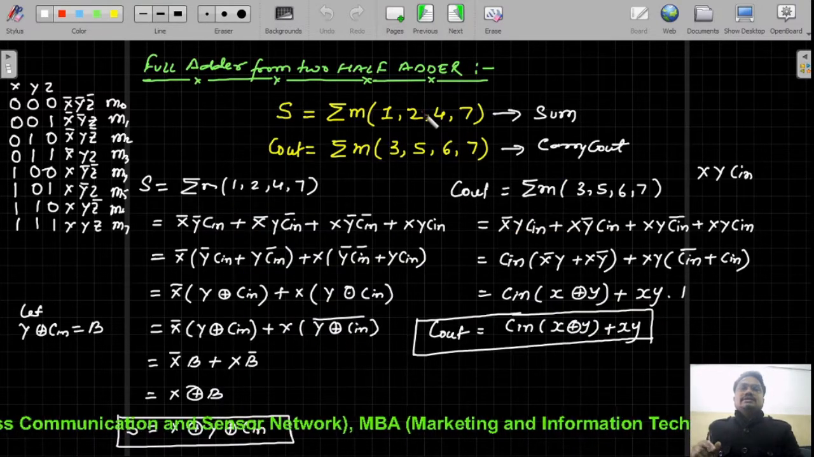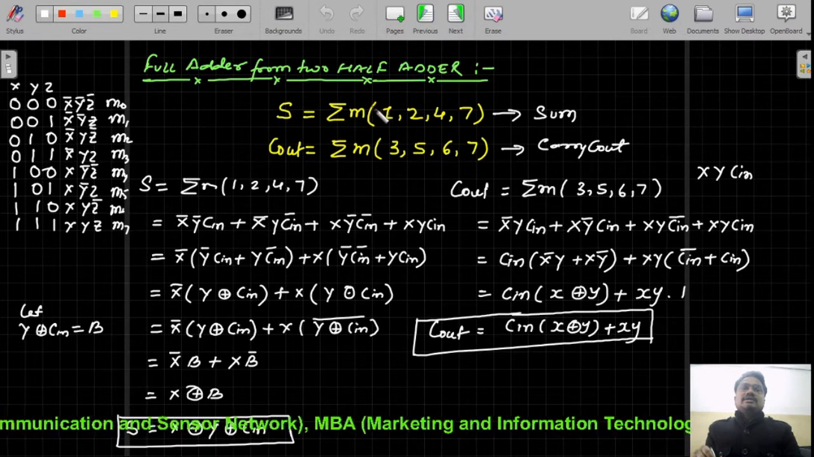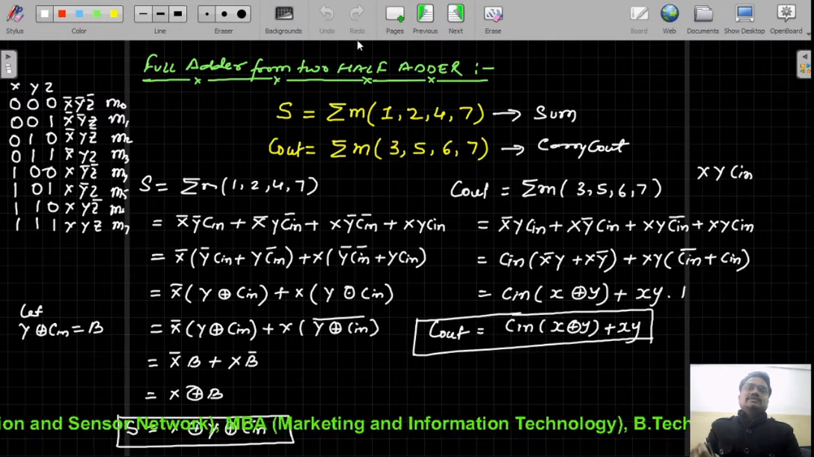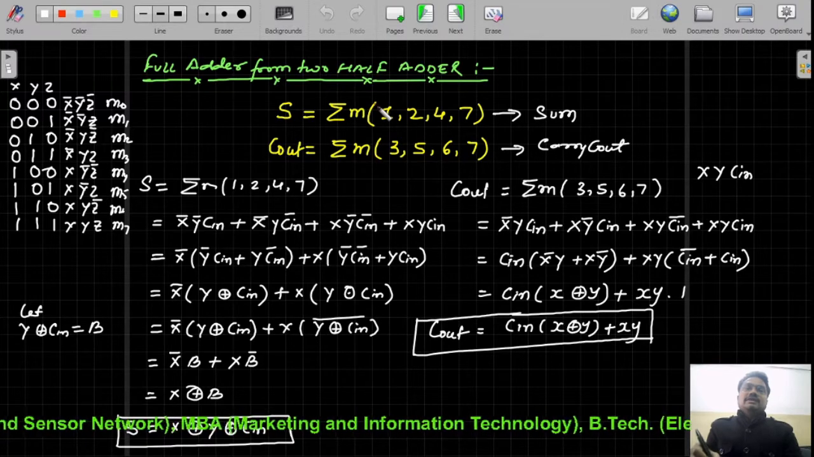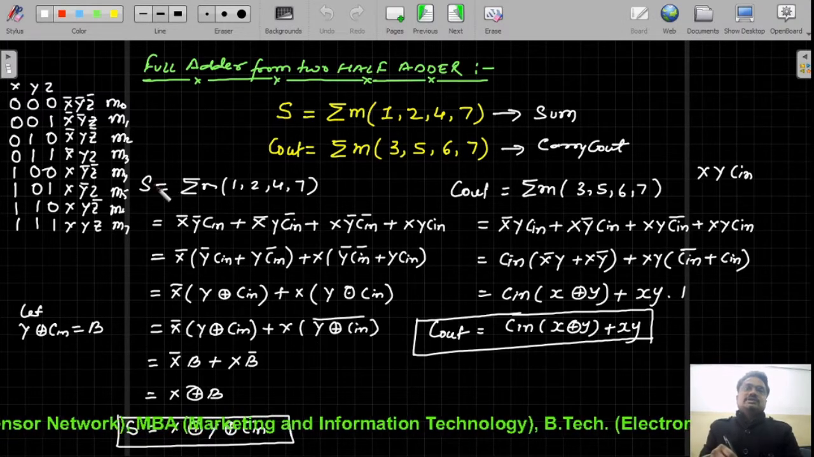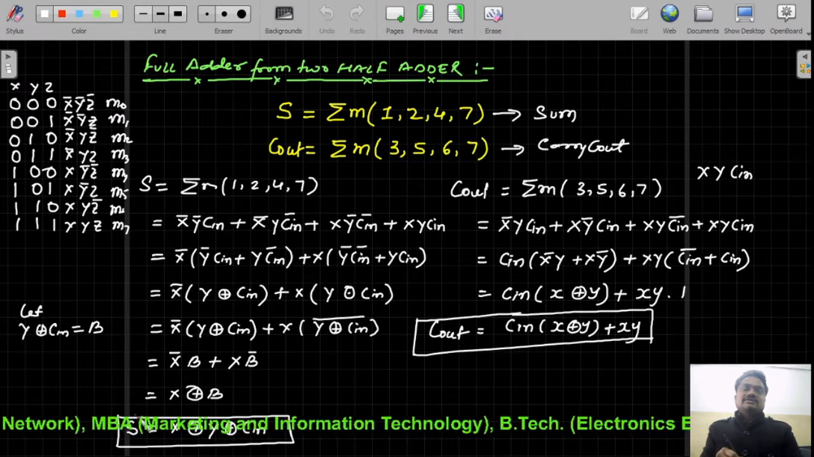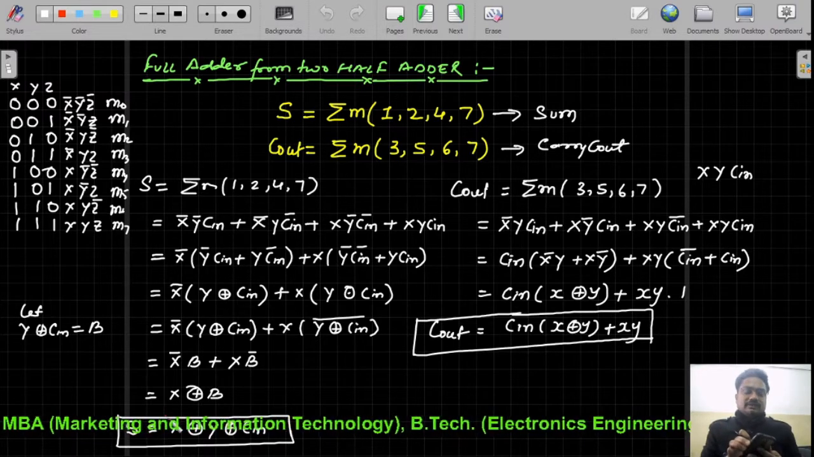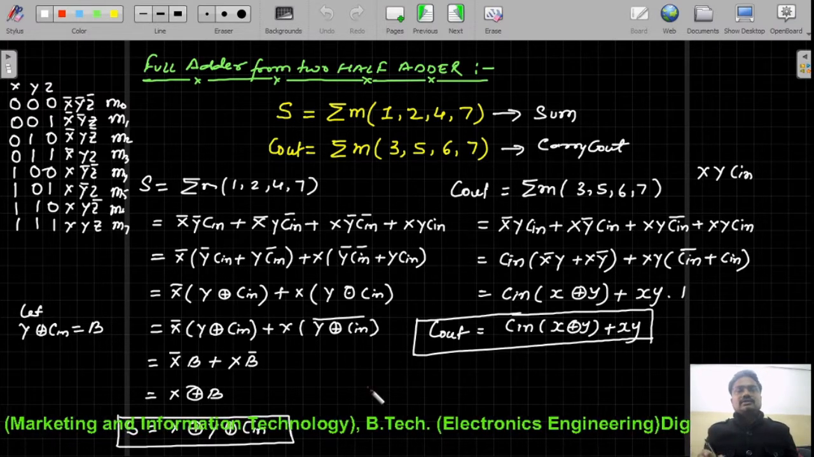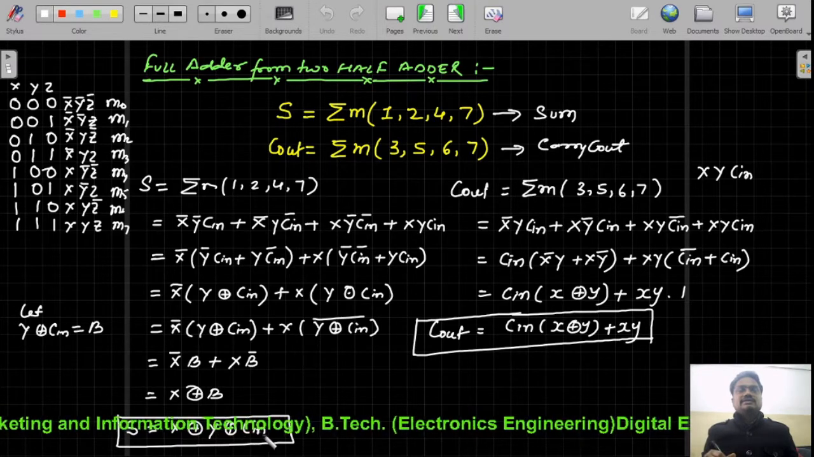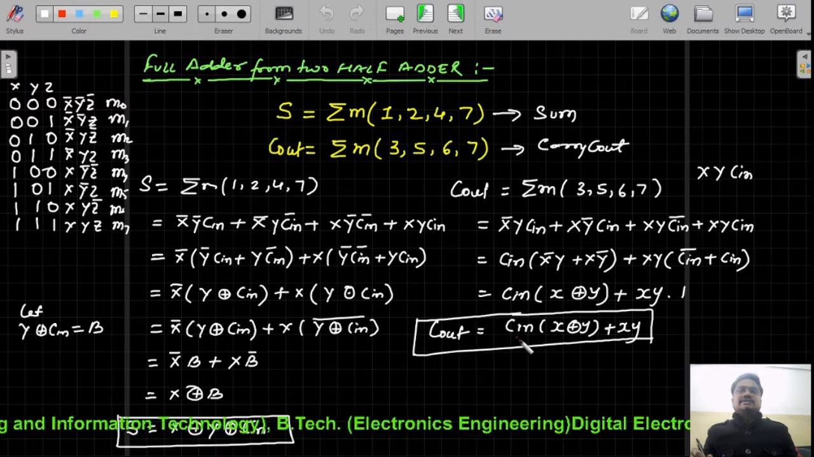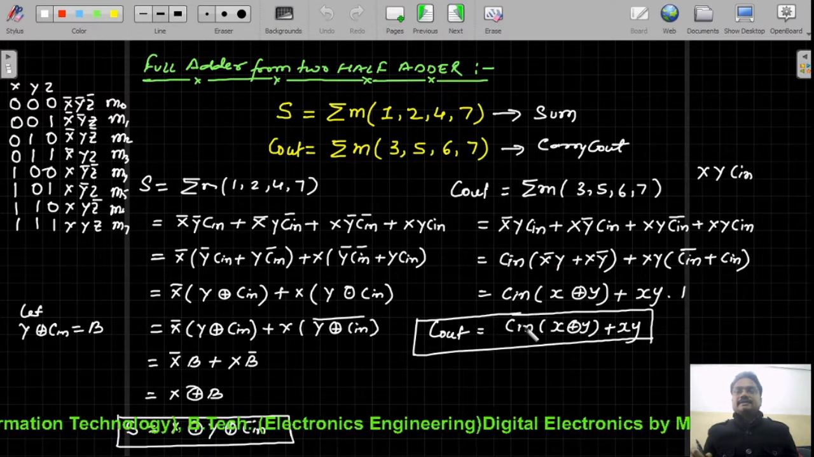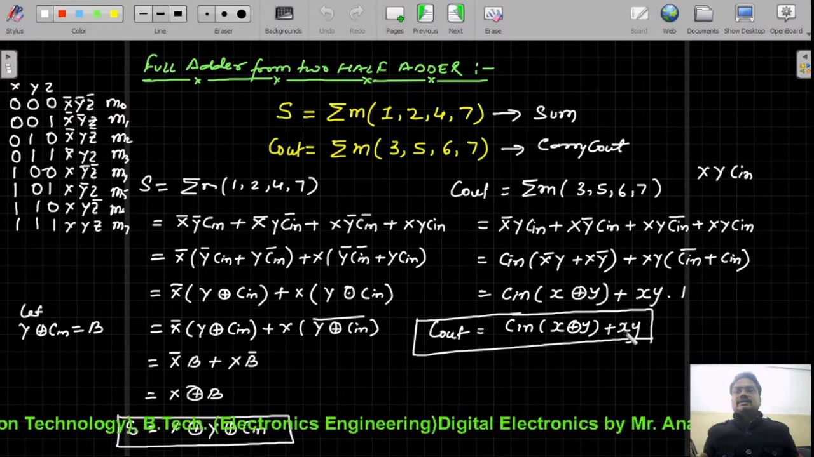And there is another way to implement our full adder circuit, and to do that we make a small rearrangement in the Cout expression, because as we can see the S expression is the same finally, which we have got in the form of X XOR Y XOR Cin. And the Cout expression can be written in this form by taking some variable common, like this: Cin within bracket (X XOR Y) plus XY.